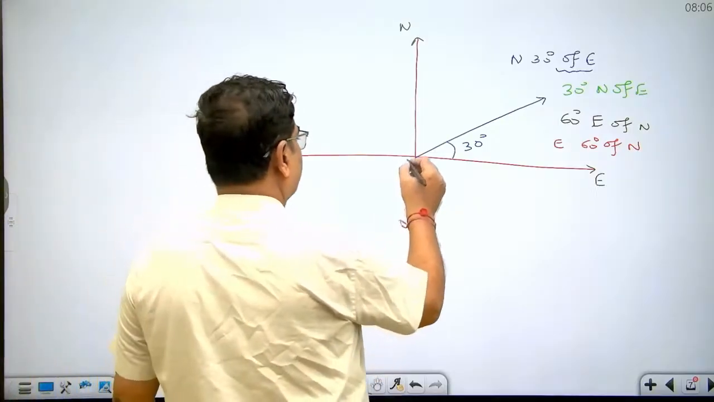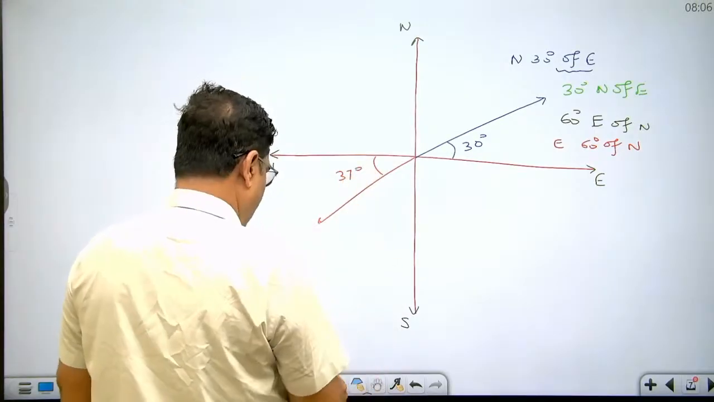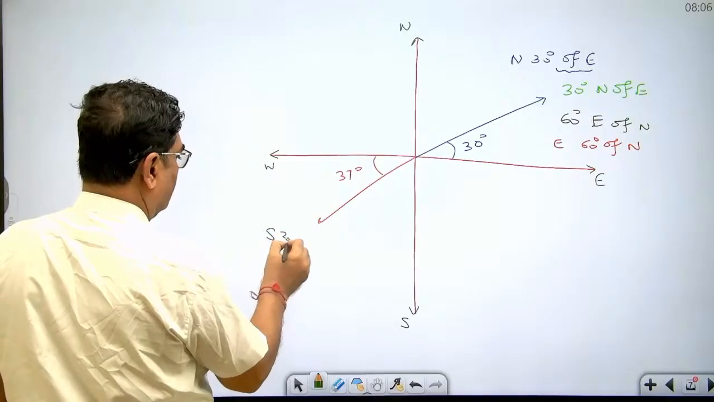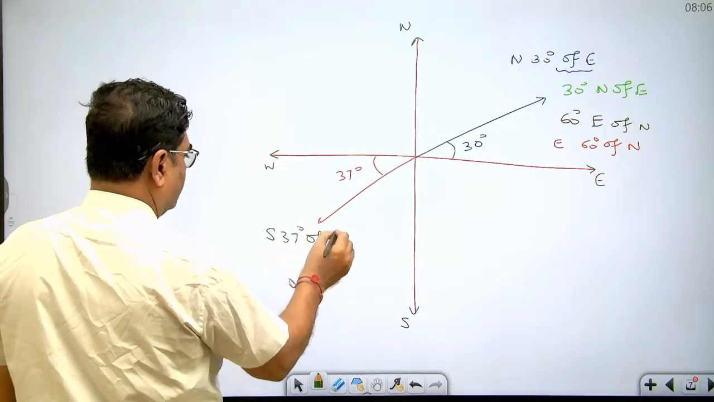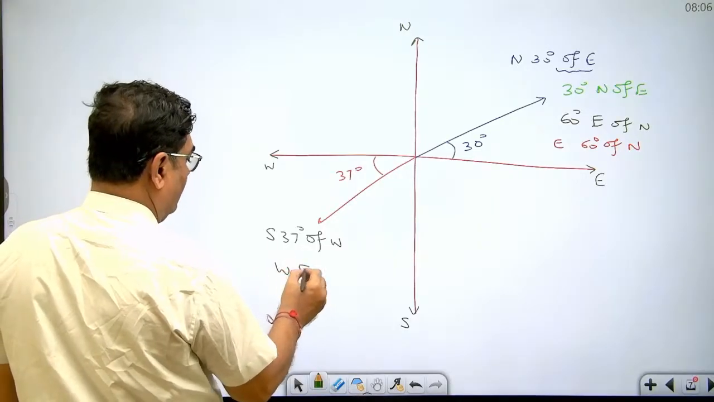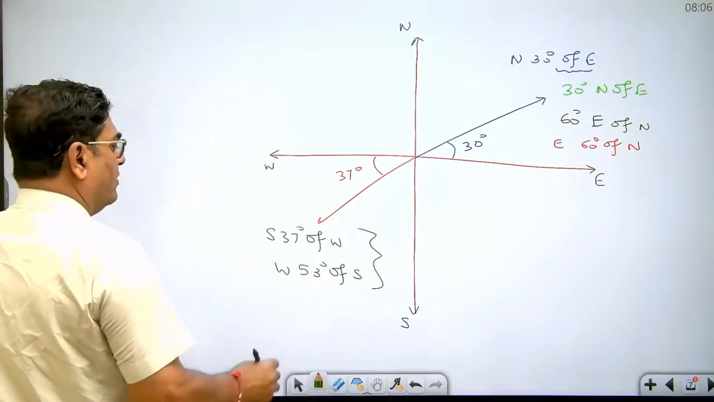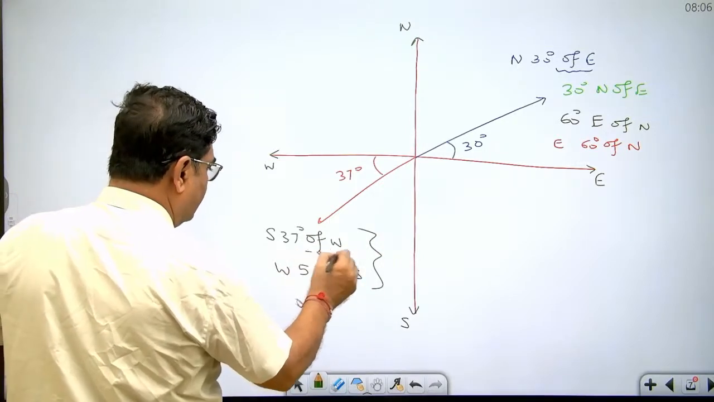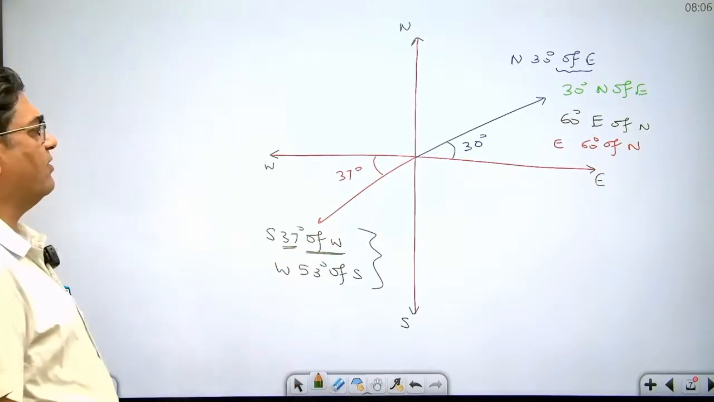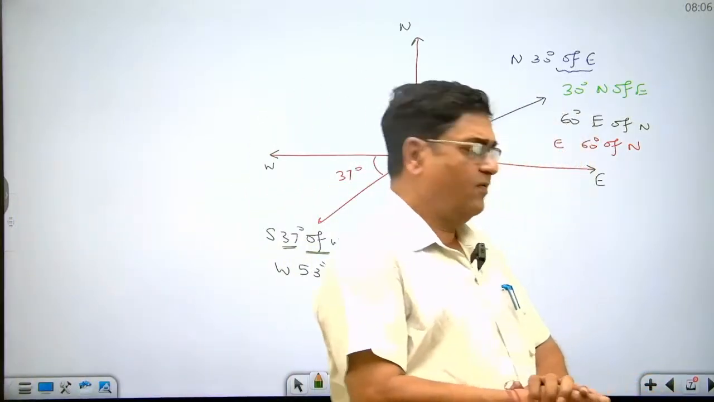For example, if the vector is making a 37 degree angle here, how to represent it? Very simple. We can write south 37 degree of west, or this angle is 53 degree, so we can write west 53 degree of south. Whatever the angle is, the 'of' word is written with the particular direction, and that angle is measured from that direction. Okay, so this is how a vector is written. Now dear student, we will be studying vector classification.